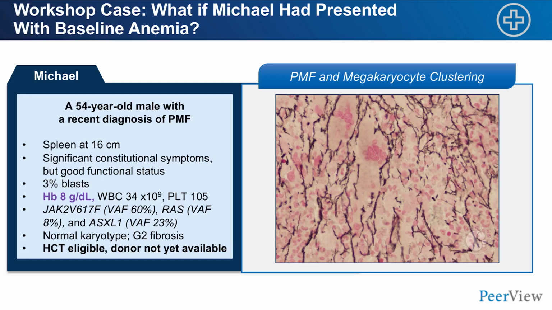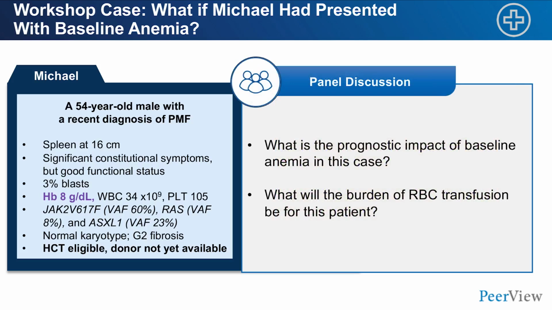The patient is anemic, with a severe anemia. Then leukocytosis, a platelet count around 100, and the 3 mutations JAK2, RAS, and SEXL1, a normal karyotype, and as you can see here on the right, a grade 2 fibrosis. The patient, of course, is stem cell transplant eligible for the reasoning we did in the previous presentation, but the donor is not yet available. So I have some questions for you panelists, and what is, Claire, the prognostic impact of baseline anemia in this case?